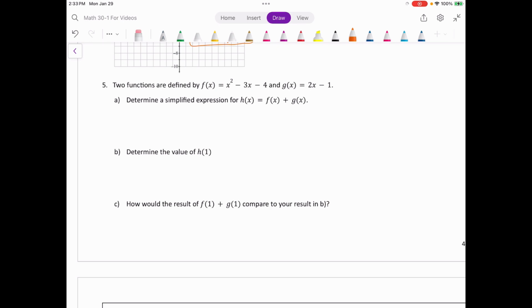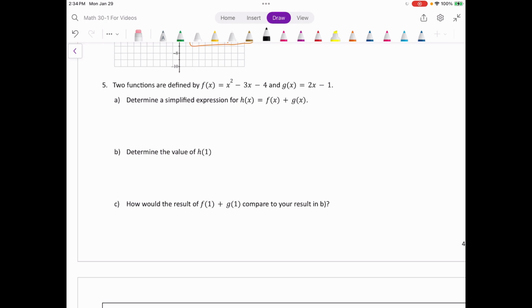All right, so moving on to another example here. Two functions are defined by f of x equals x squared minus 3x minus 4, and g of x equals 2x minus 1. They want us to determine a simplified expression for h of x equals f of x plus g of x. So in other words, we want to figure out what is the resulting equation when we combine these two functions by adding them, right? So we're getting a general equation here that will work for any x, not just a specific x input, okay?